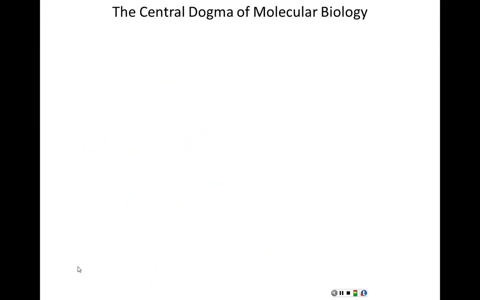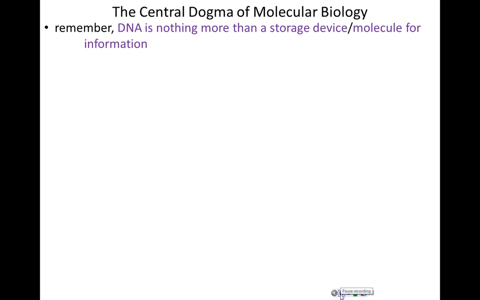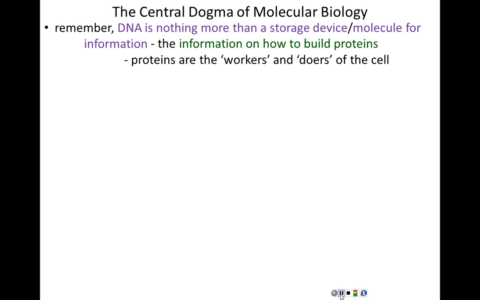So we are now ready for the central dogma of molecular biology. We are now ready to talk about and understand how DNA contains the information for building proteins, and briefly discuss how that information is manifest, in other words, how those proteins are made. So remember that DNA is nothing more than a storage repository, a storage device, a storage molecule for information, the information for building proteins. The proteins are the doers of the cell. The proteins are the workers of the cell. The proteins are the machines of the cell. The proteins keep us alive.